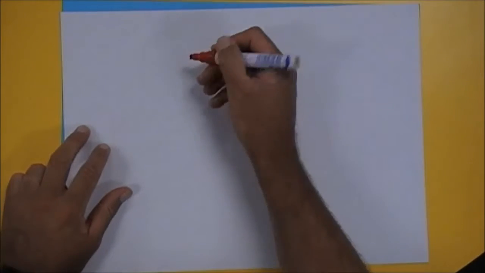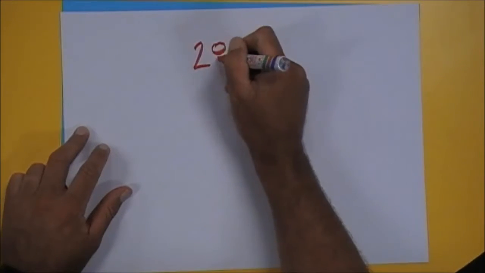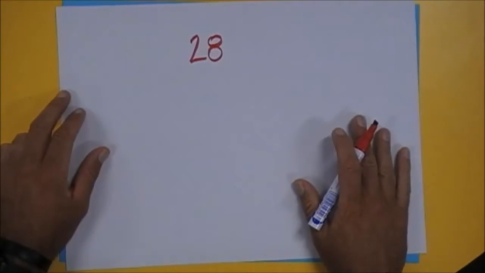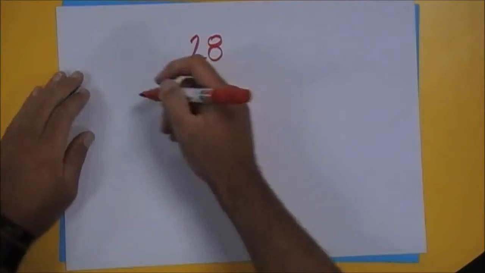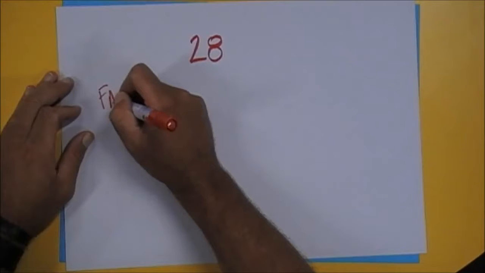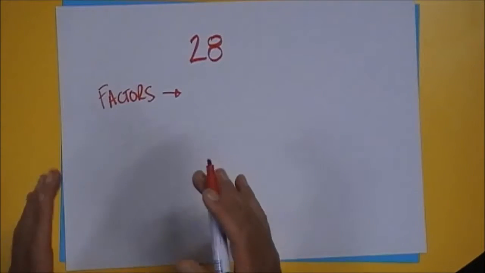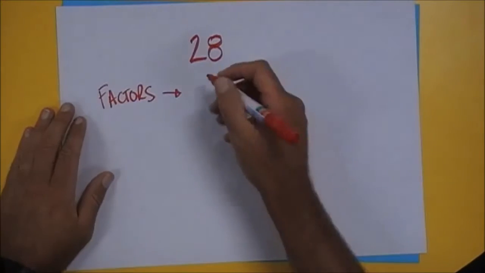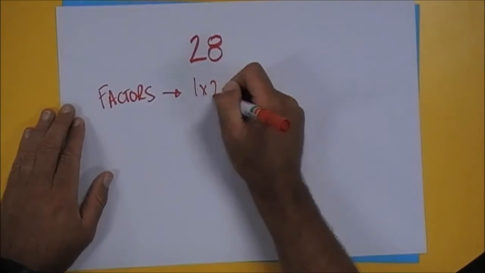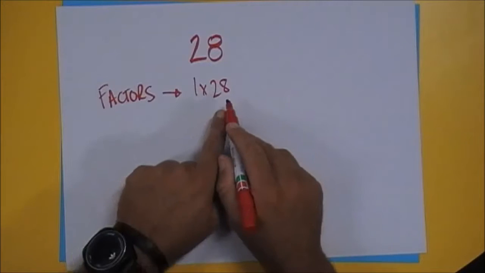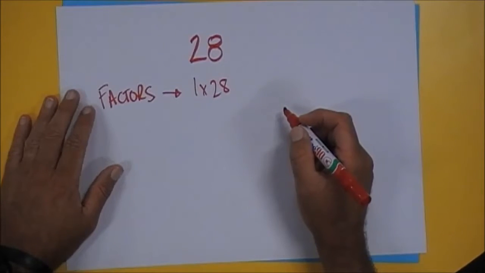I want to use a bigger number so that we've got a little bit of room to move here. Now I'm thinking firstly about what all the factors of 28 are. Now remember, factors are the numbers I could multiply to make 28. I know I could multiply 1 times 28 to make 28. So both 28 and 1 are factors.